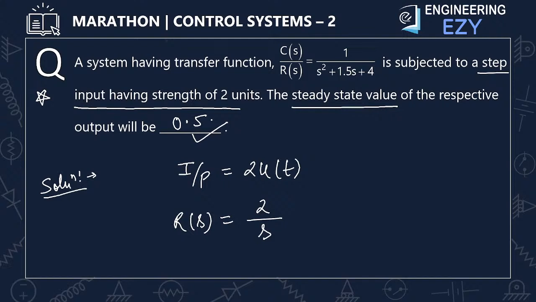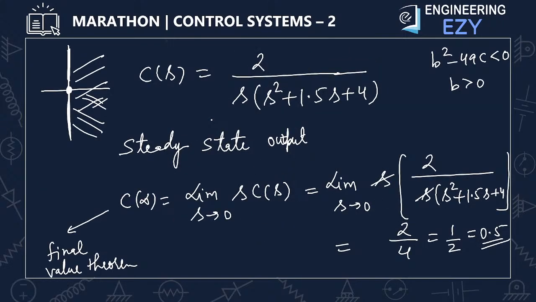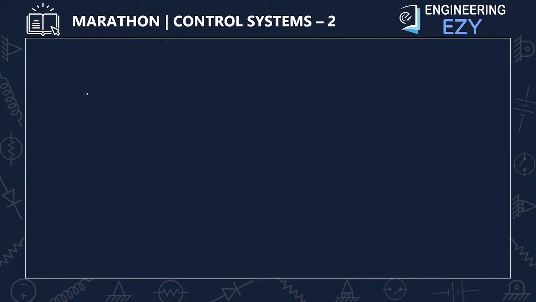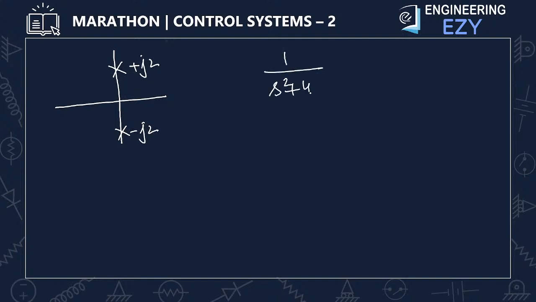Sir, if the final value theorem is not applicable, then how can I solve? Okay, Prasanjit, if the final value theorem is not applicable, it means the final value is not defined. Prasanjit has asked a very good question. Suppose two poles lie here, one at plus j2 and one at minus j2. So what is the transfer function? The transfer function is 1 upon s square plus 4.